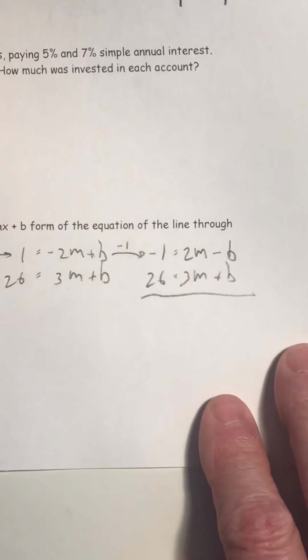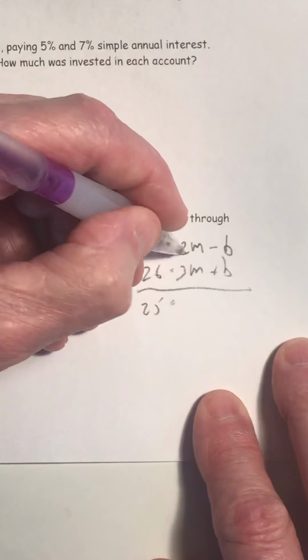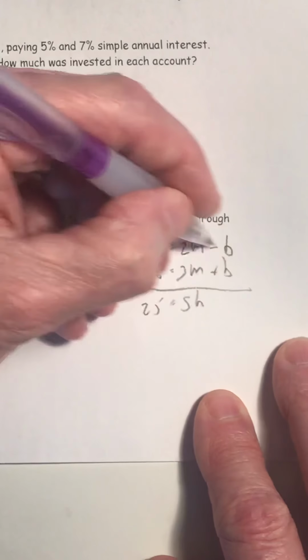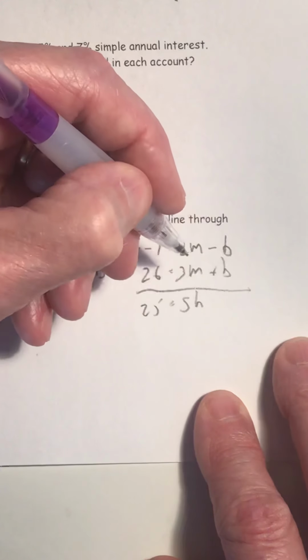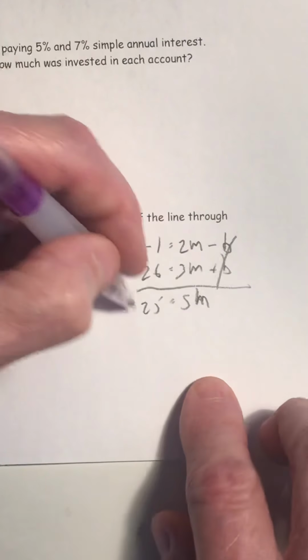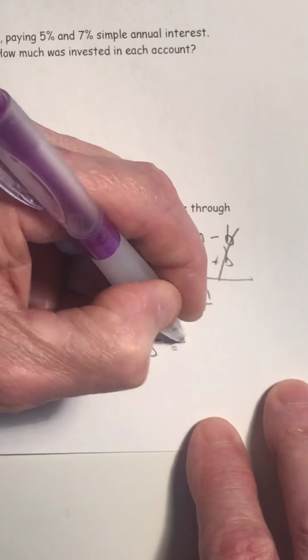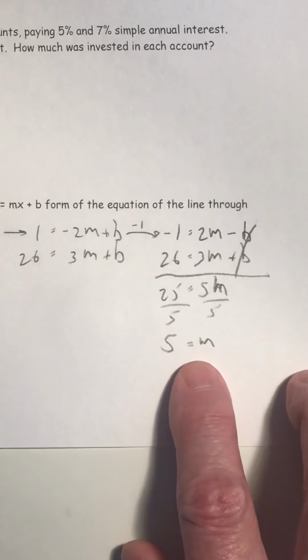And now when I add the columns, negative 1 and 26 is 25. 2m and 3m is 5m. The b's cancel. 25 equals 5m. Divide both sides by 5. I get m equals 5.